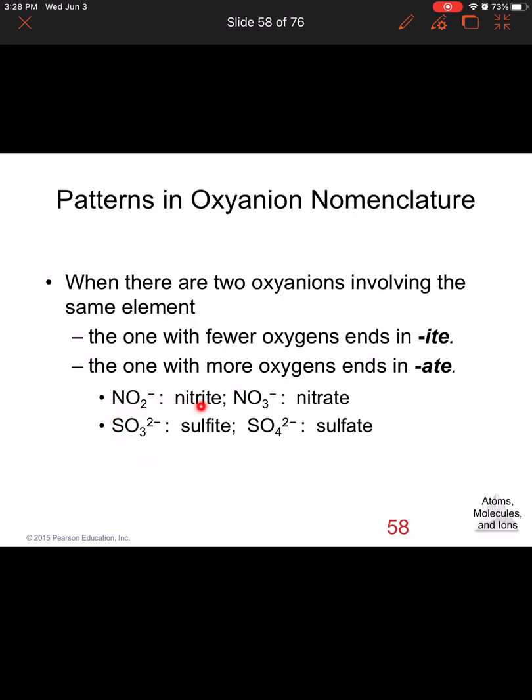Oxyanions have oxygen and also another element. So this is oxygen with nitrogen, oxygen with nitrogen. There are two oxygens here, three oxygens here, and they are anions. The one with fewer oxygens ends in "ite", nitrite. The one with higher oxygen content ends in "ate", nitrate. Then this is SO3 2-, sulfite, and SO4 2-, sulfate.